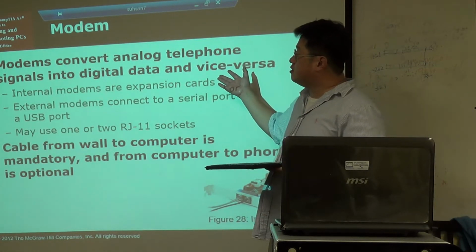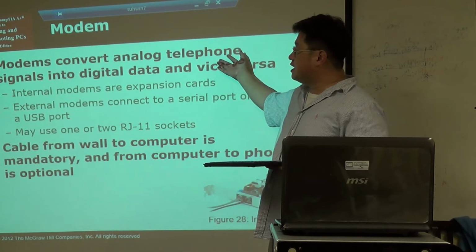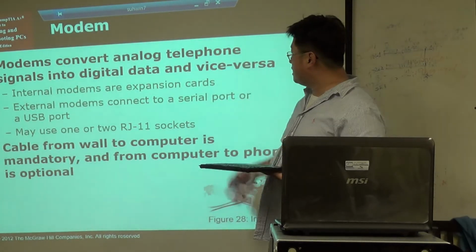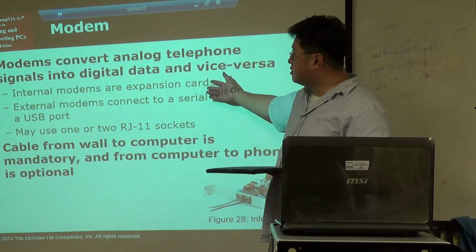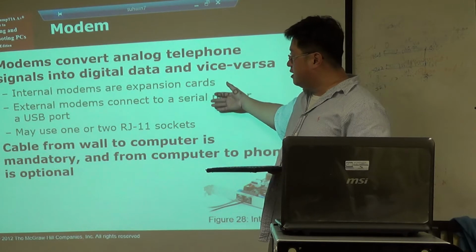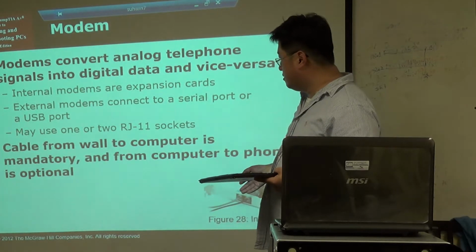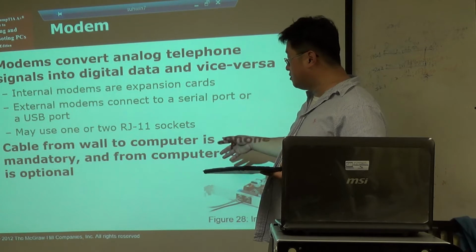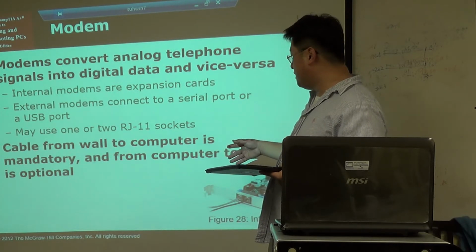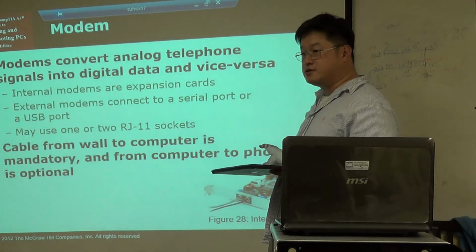Modem: modulator, demodulator. Basically it converts the analog telephone signal into digital data and vice versa. There's an internal modem, a special card, and there are external modems. Then maybe use one or two RJ11 connectors. Typically the cable from wall to computer is mandatory. And then if you have a computer, the cable from computer to the phone is optional.